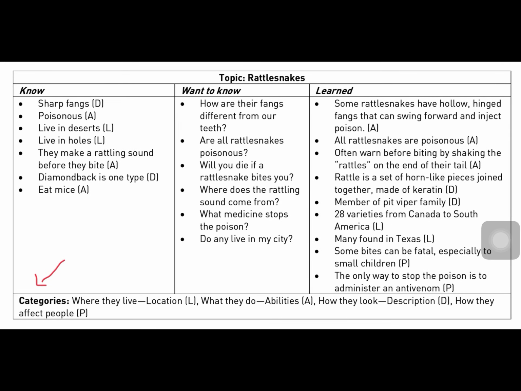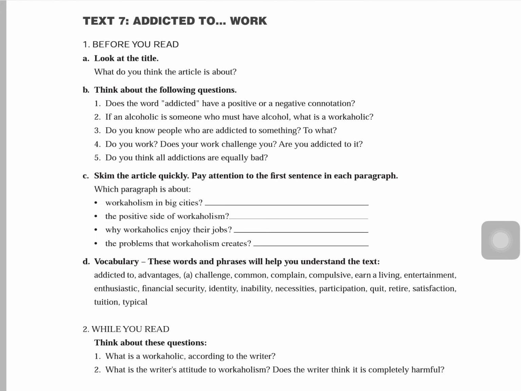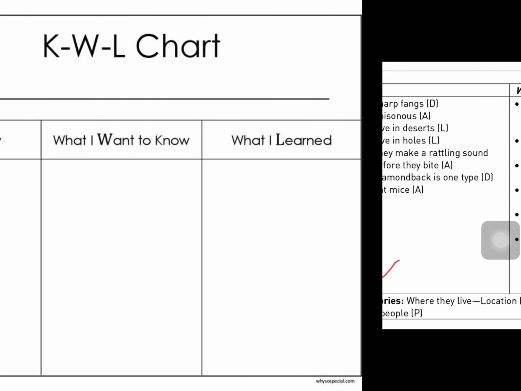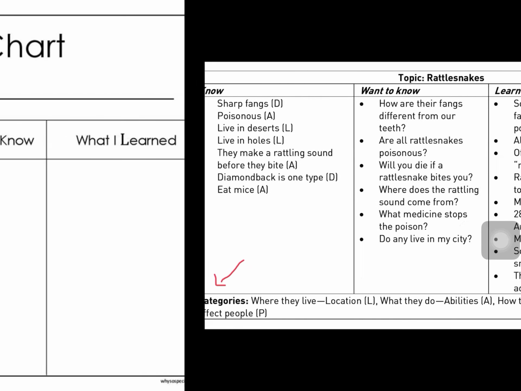So based on this technique, the KWL, I want you to read a text called Addicted to Work. I'm going to upload it to Google Classroom. You read it, then you can read this. This is the before-reading activities for activating prior knowledge, and I want you to upload to Google Classroom a sheet in which you create a KWL chart on the reading.